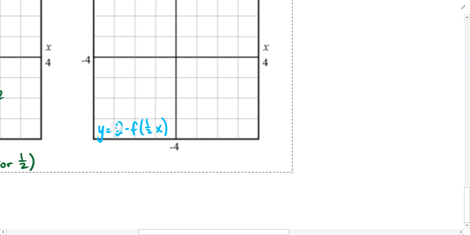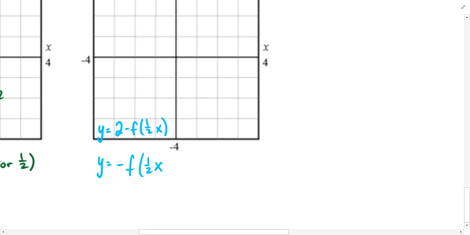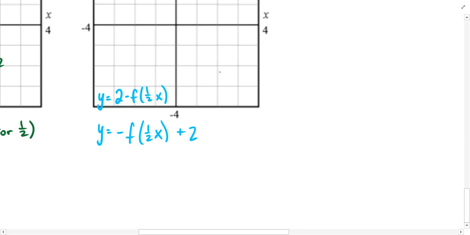For this very last example, we've got some numbers that are written slightly out of order, but perhaps you'll recognize that instead of 2 minus this function, I could write a negative f of 1/2 x and put the plus 2 at the very end. Because addition is commutative, this is an addition of 2, and I can place that either before or after this other term. And I've chosen to put it at the end because that helps me identify my k value a little bit more easily. So we've got a negative symbol in front of the function, so that means that we're dealing with a vertical flip.